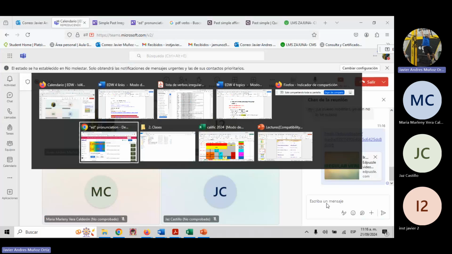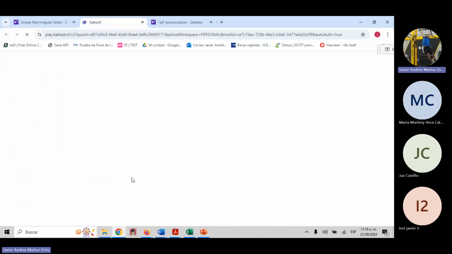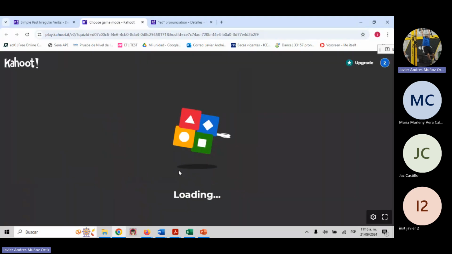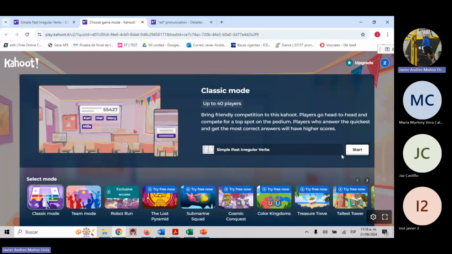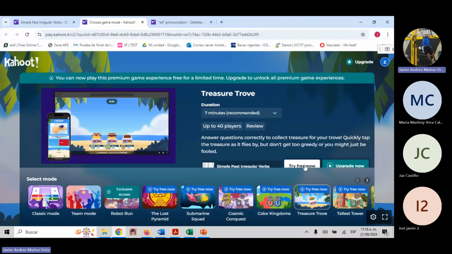This is about irregular verbs. So it has 30 questions. Therefore, we are not going to answer all 30 questions because we don't have a lot of time to do that. Therefore, we are going to play for, I don't know, 5-10 minutes. That's it. So let's go with this one.